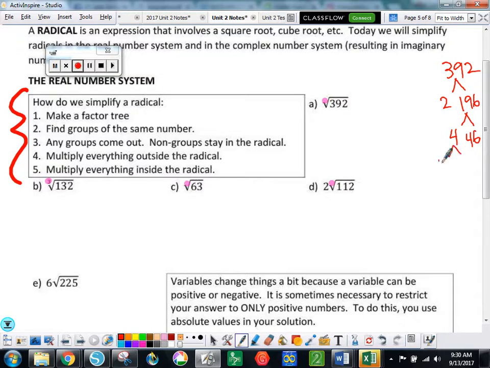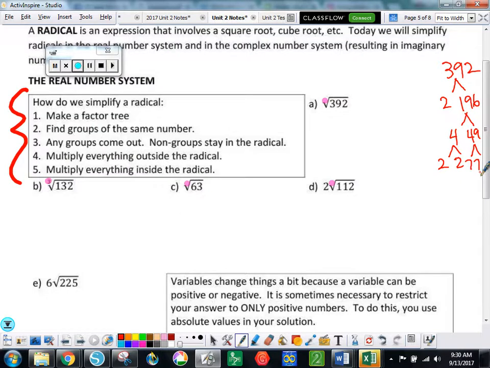So let's break this down. 2 times 2. 2 times 20. Did I screw up somewhere? What's 196 divided by 4? 49. Yeah, there it is. Okay, 49. So then we break down the 49 to be 7 and 7.